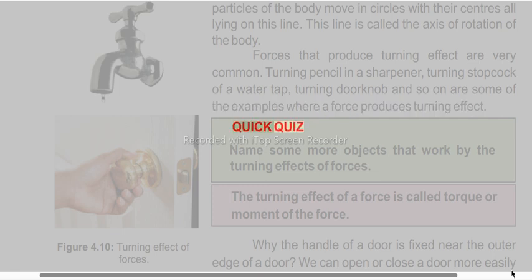Quick quiz. Name some more objects that work by the turning effects of forces. The turning effect of a force is called torque or moment of the force.